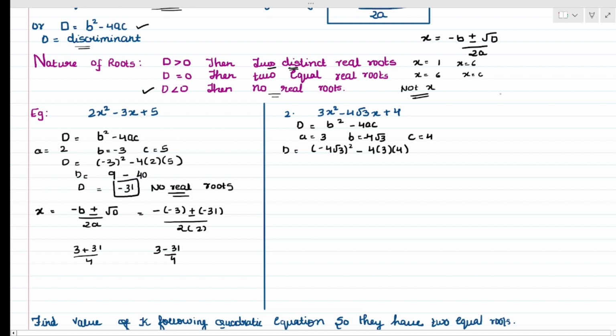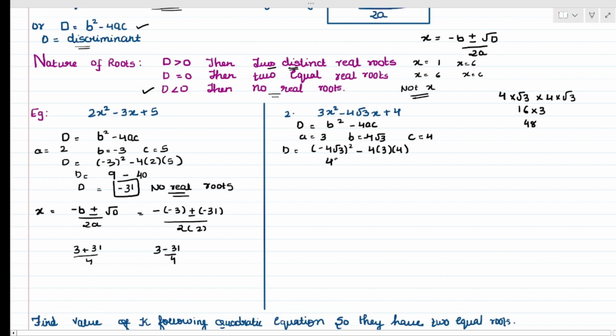4 into 4. Now I'm clarifying that 4 under root 3 means 4 under root 3 multiplied by 4 under root 3. Okay. So how can you solve it? First of all, 4 4s are 16 and root 3 into root 3 gives me 3. So 16 times 3 gives me 48.